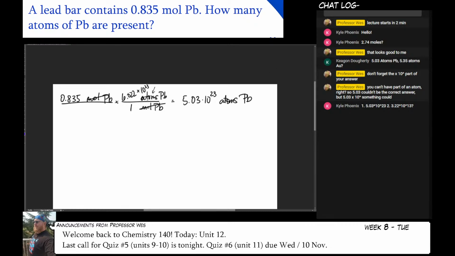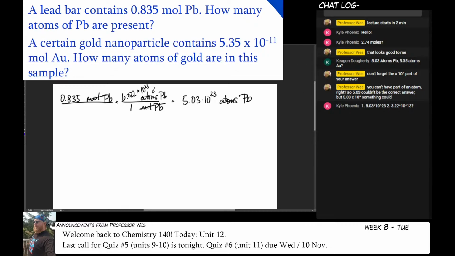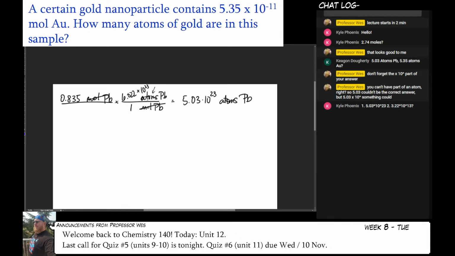And then we can do the opposite problem. But we're starting with a very small number of atoms. Or small number of moles, actually. So this is exactly the same type of problem, it turns out. So I got 5.35 times 10 to the minus 11 moles of gold.